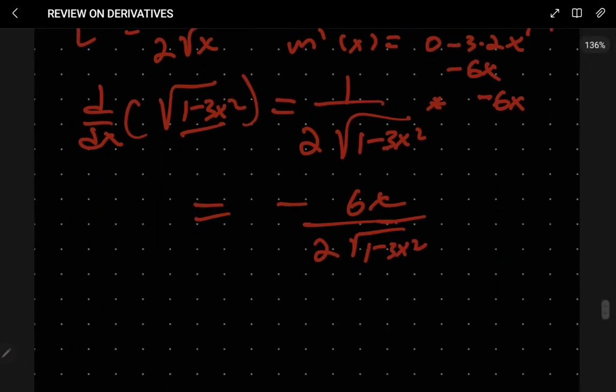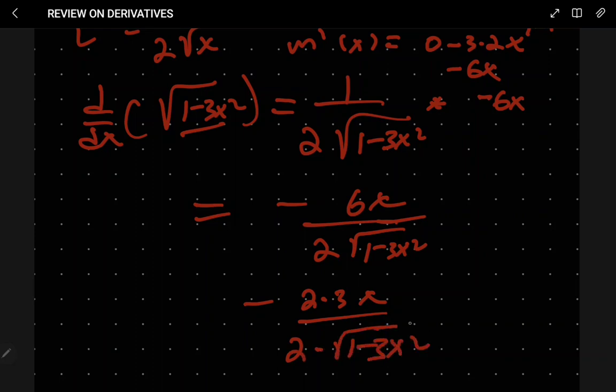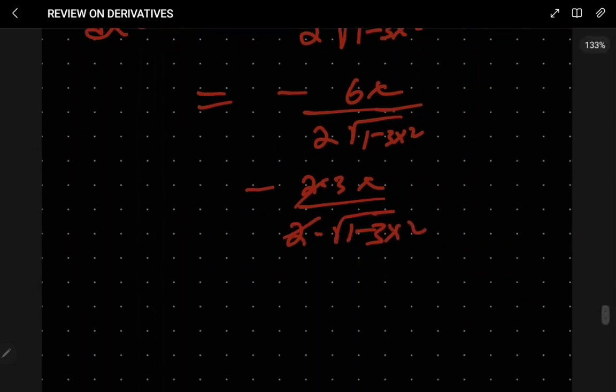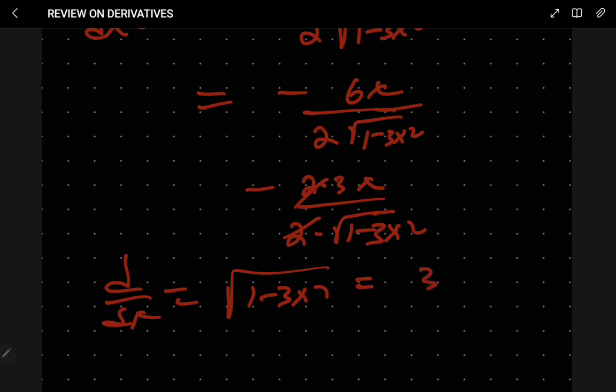So I can write the 6 as 2 times 3, so this is minus 2 times 3 times x over 2 times root 1 minus 3x squared. You can eliminate the 2. So d/dx of root 1 minus 3x squared is the same as minus 3x over the square root of 1 minus 3x squared. That's it. That's how you do the derivative.